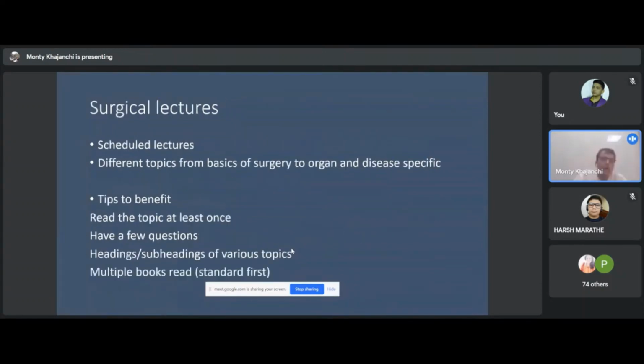So surgical lectures, I think we've covered their schedule, different topics from basic to organ and disease specific. Read the topic at least once, have a few questions, headings, subheadings for various topics, multiple books, standard book first. So yeah, the last 2 points I'll just touch upon, headings, subheadings of various topics. This is to do more with the exam point of view.